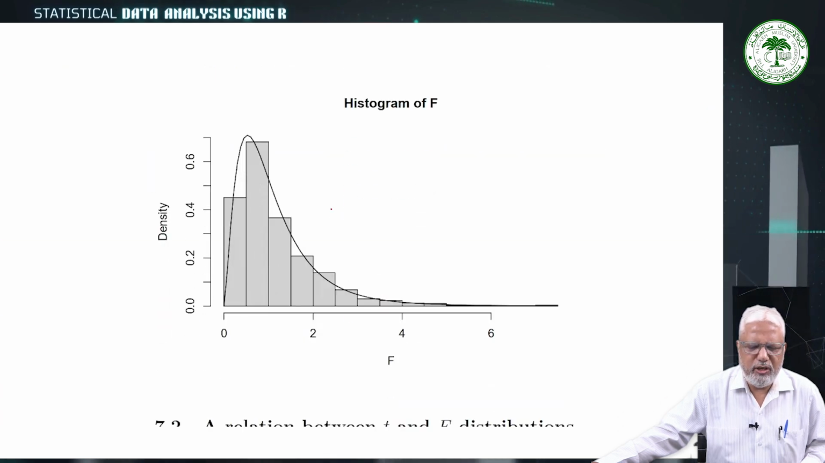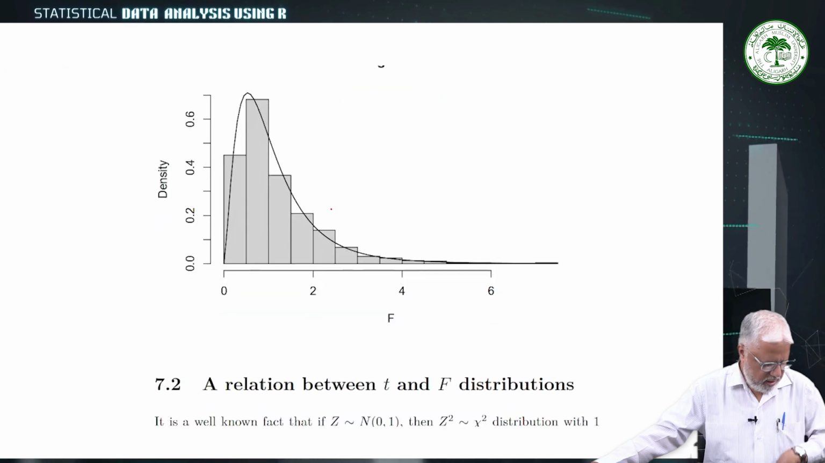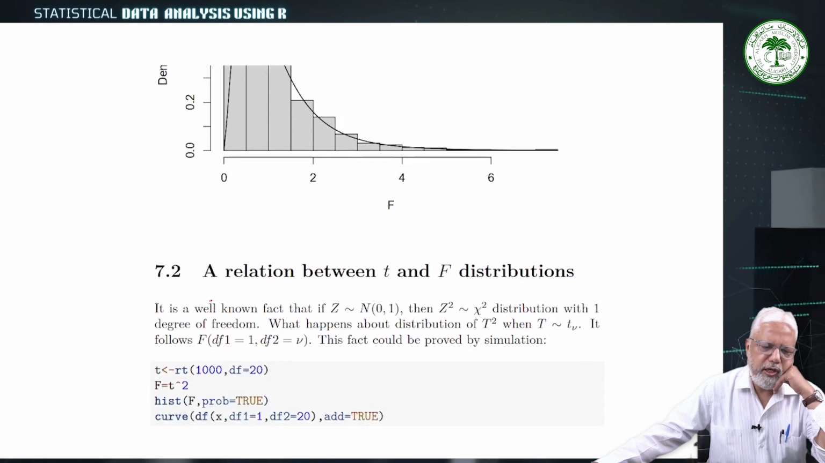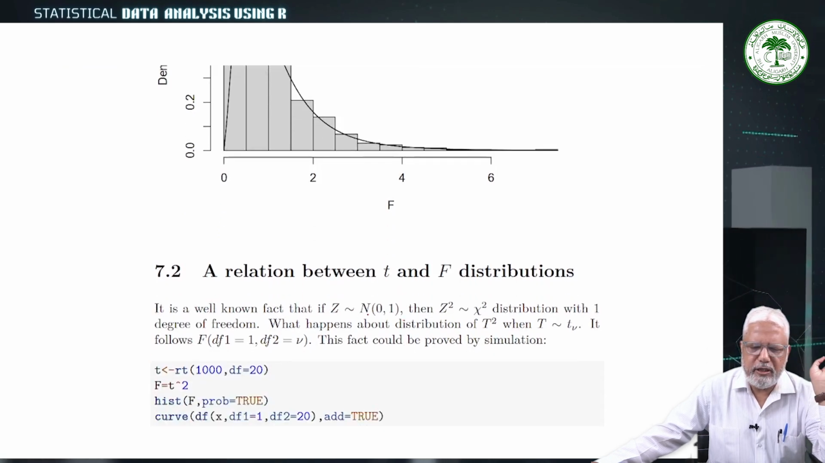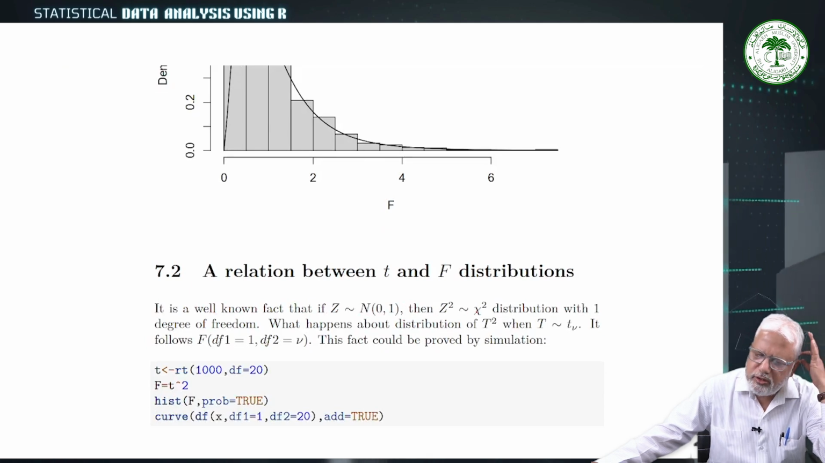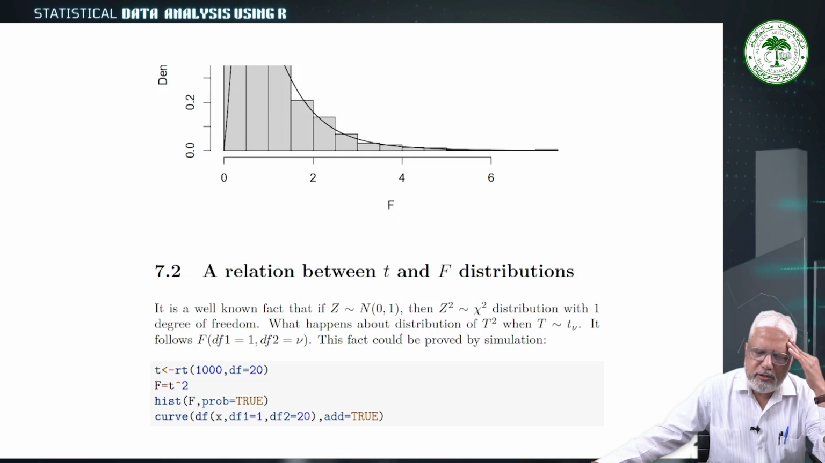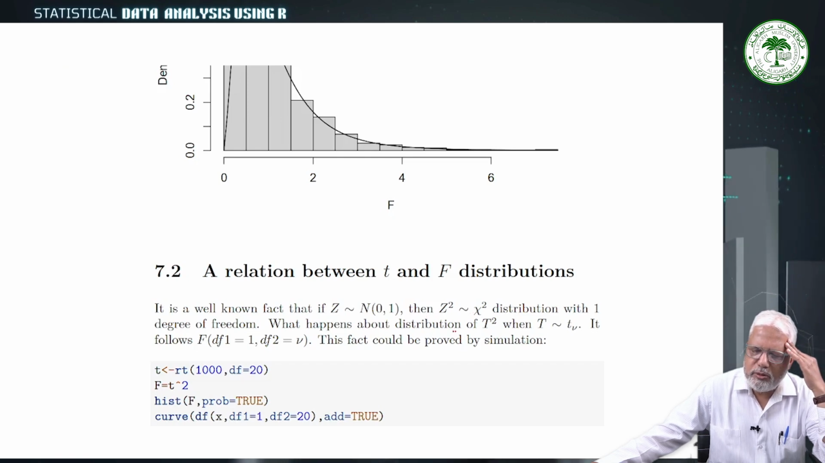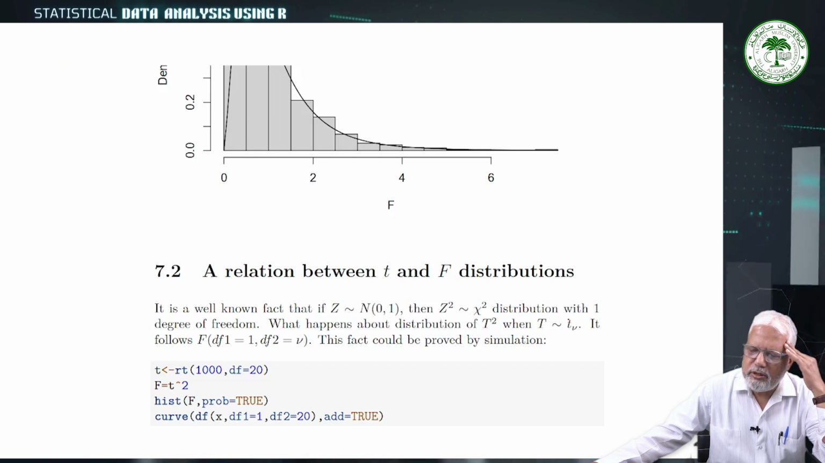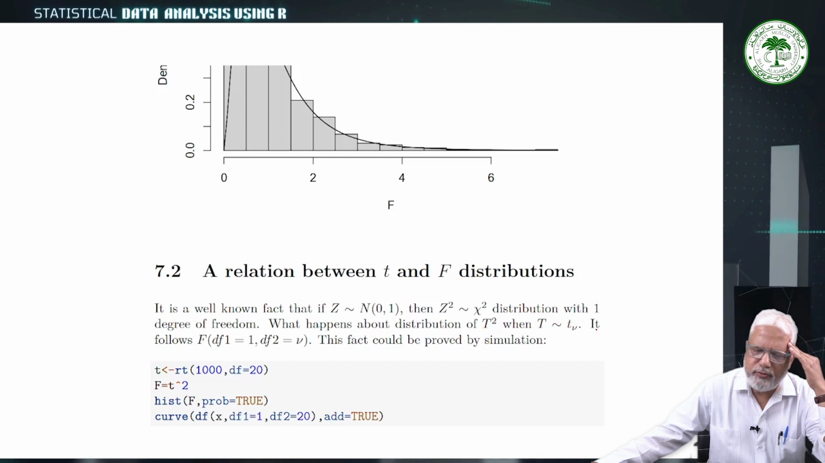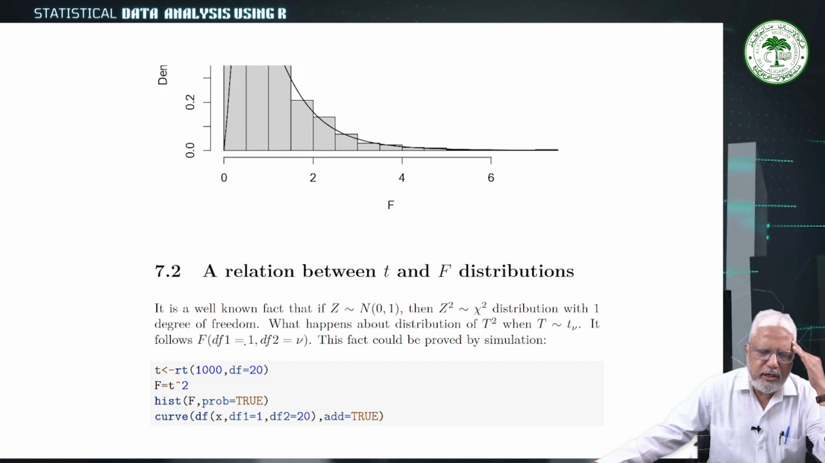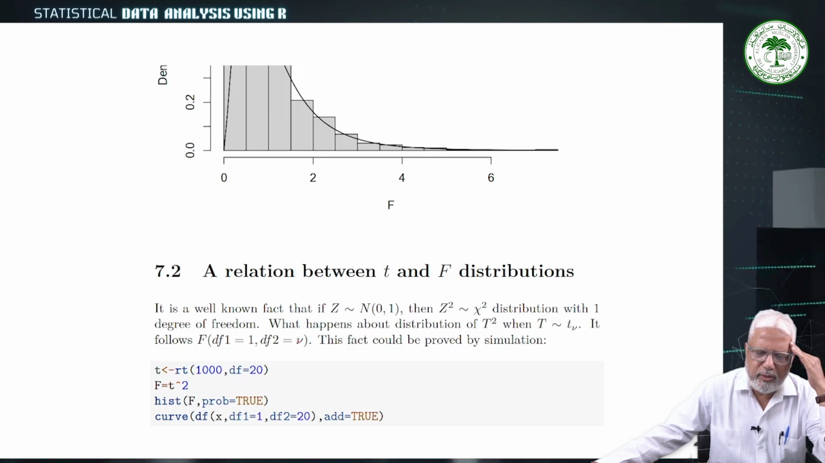So this way we are matching both the things. Now a relation between T and F distribution. It is a well known fact that if Z follows normal 0, 1, then Z square follows chi-square distribution with 1 degree of freedom. What happens about the distribution of T square when T follows T distribution with nu degrees of freedom? It follows F with degree of freedom 1 in the numerator and degree of freedom nu in the denominator.